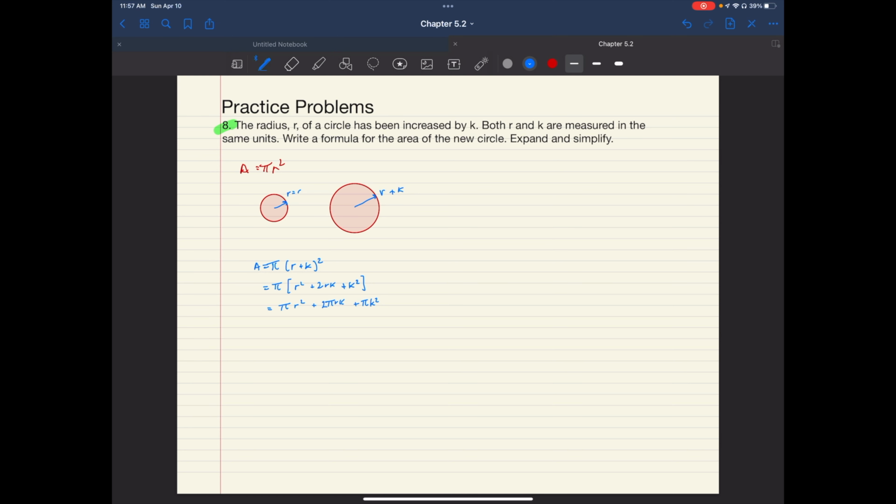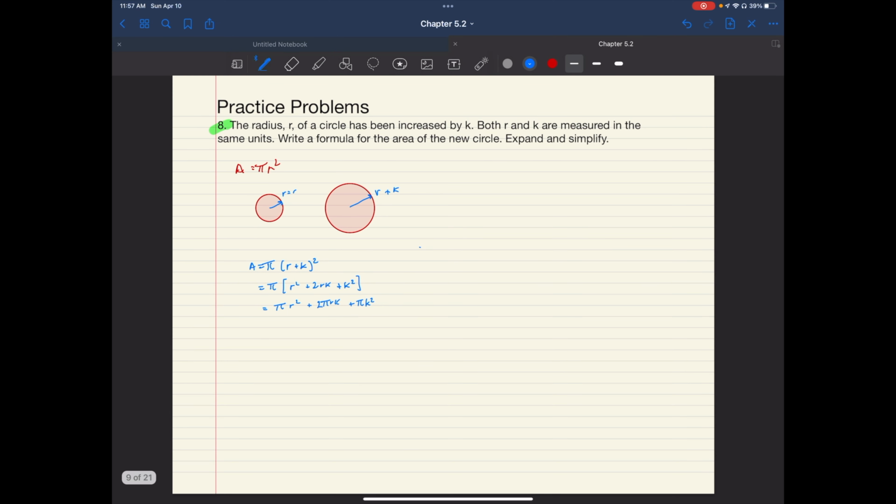So if we factor this and go back to where we just came, we know we can factor out a pi, right? Pi (R squared plus 2RK plus K squared). And then following our factoring rules, all we have to do is factor this term, and we're left with what we were at before.